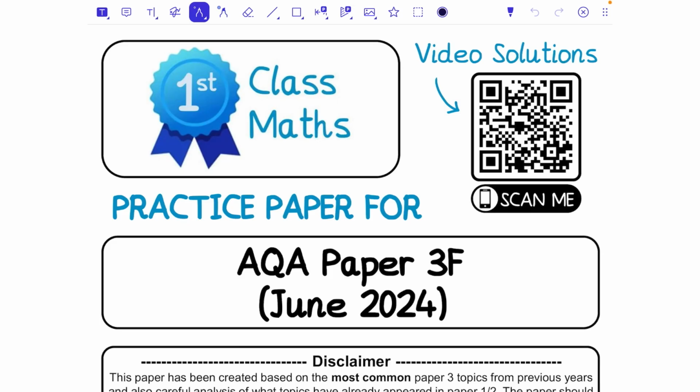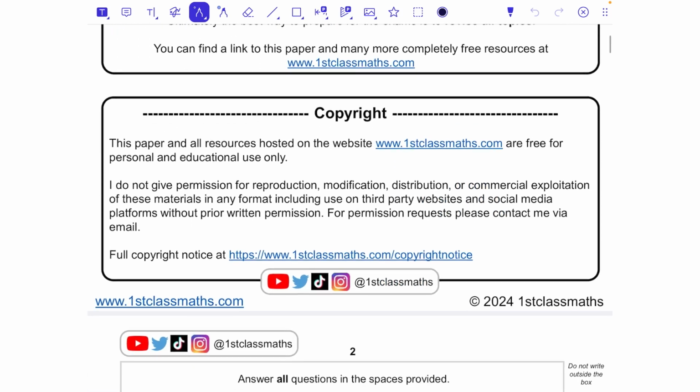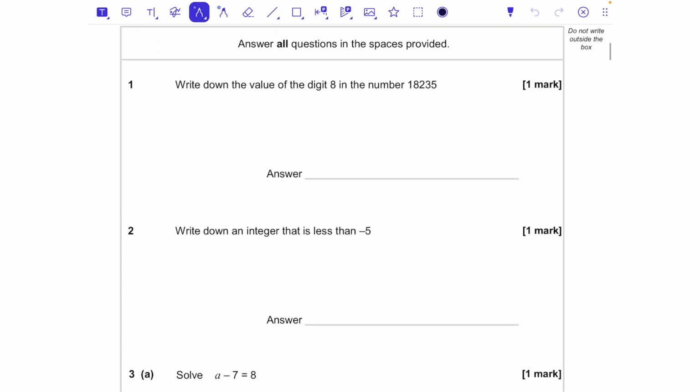This is the practice paper from First Class Maths. He has predicted this paper. I'm going to do the tutorial video that goes with it. I hope you find it helpful and hopefully this will help you prepare for Monday's Paper 3 exam 2024.